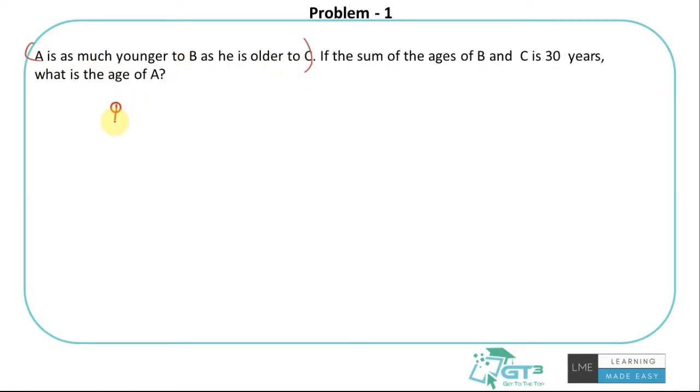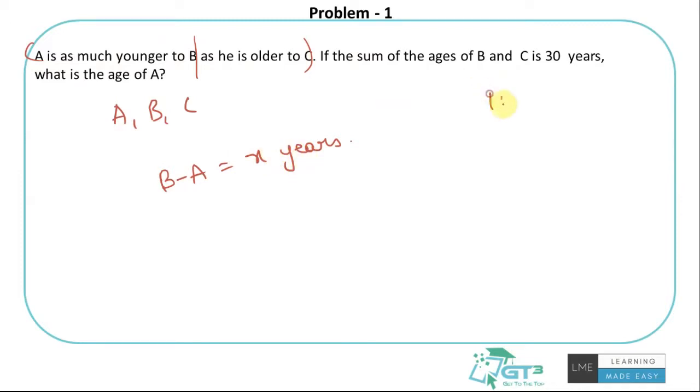So let me assume the current ages are A, B and C. These are the ages of A, B and C. What is it saying? A is basically younger to B, but by how many years? That is something that I don't know. So A is younger than B, so the difference would be B minus A. Let me assume that to be X years. A is basically younger to B, and I don't know by how many years, so let me assume that to be X years.